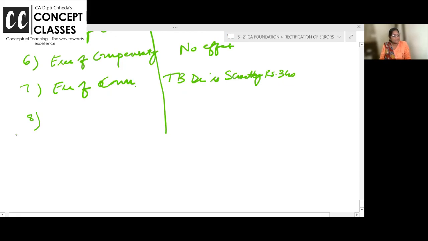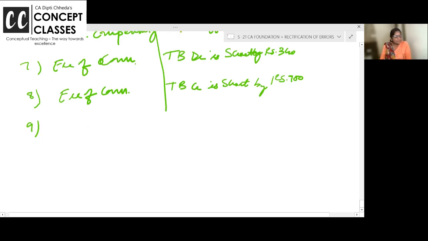Next, payment, sales book added wrongly, of course it will affect. The sales book credit is less by 900, so it is error of commission. What is the mistake? Wrong totaling. Trial balance credit is short by the undercast amount, rupees 900.